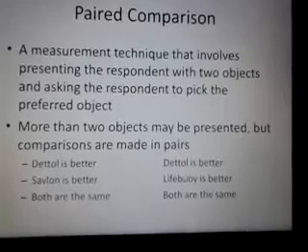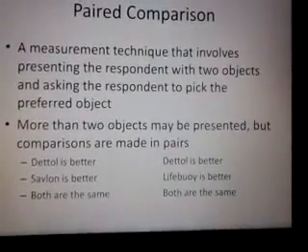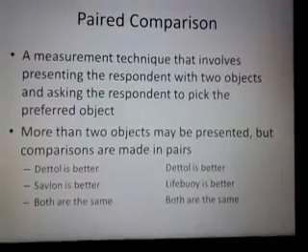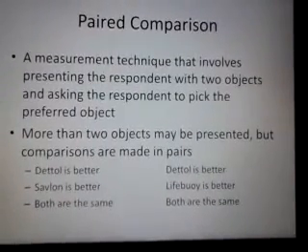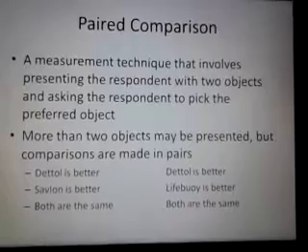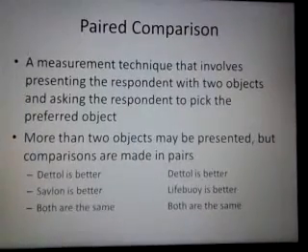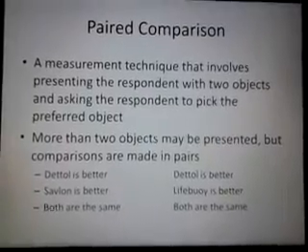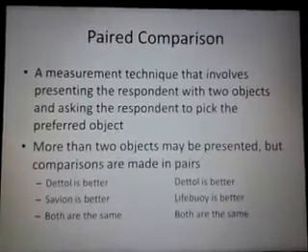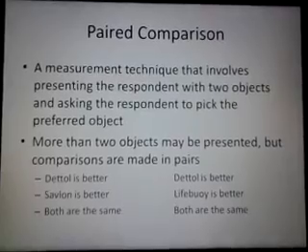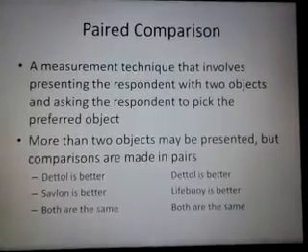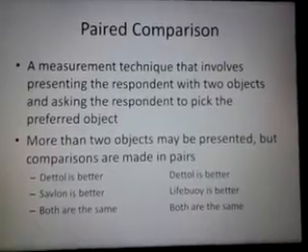This is a very interesting scale used for measurement of attitude. It is a measurement technique that involves presenting the respondents with two objects and asking the respondent to pick the preferred object. More than two objects may also be presented, but comparisons are made in pairs only. That is why it is called paired comparison. A very simple example helps us to understand it well.